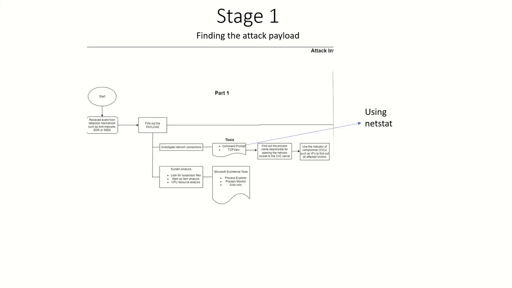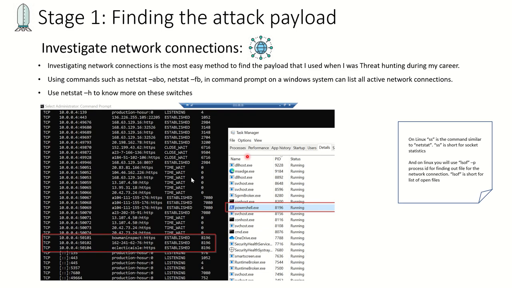Getting started with part 1, where we will discuss using netstat, studying network connections, and Process Explorer to find the malware, the payload. So, investigating network connections: netstat is one of the command line utilities available on Windows for investigating the open network connections. The command itself, when you run it in command prompt, will display the network statistics, which will give you an idea of what network connections have been opened from your system.